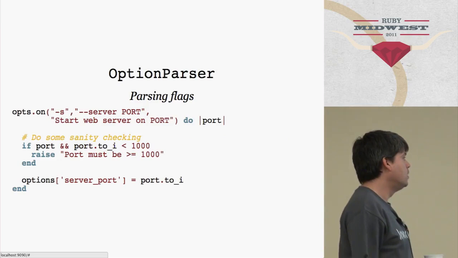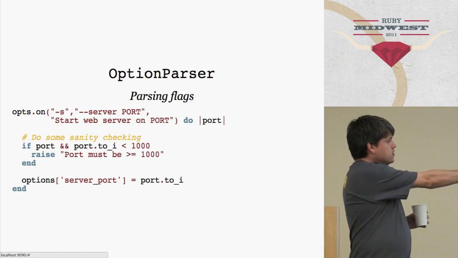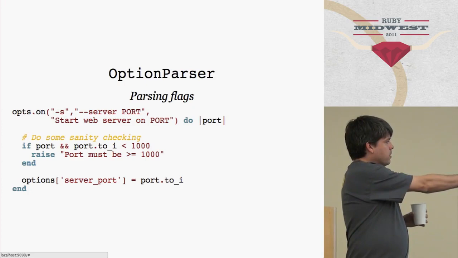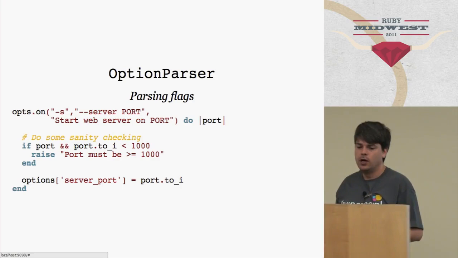For flags where you need to accept an argument, you just put the name in there, and that will tell option parser that this thing takes an argument. You can put any number of these things in here, so that means -s, --server takes an argument, here's the documentation, and then the argument gets passed. Here you can see an example of doing some sanity checking. Again, you can do whatever you want in here, so we can just kind of barf if we don't like the value.